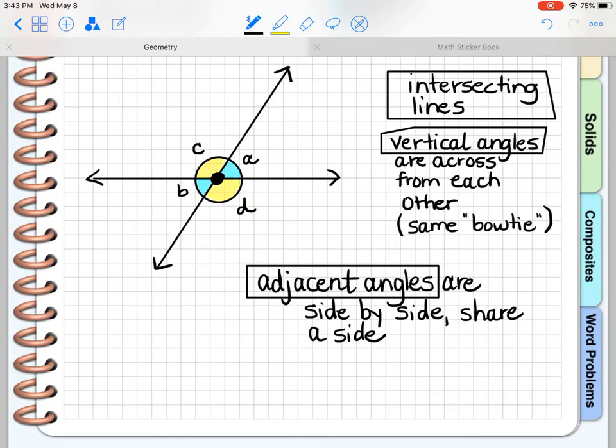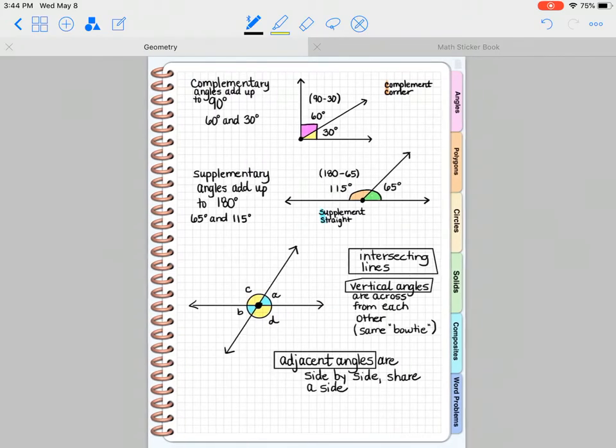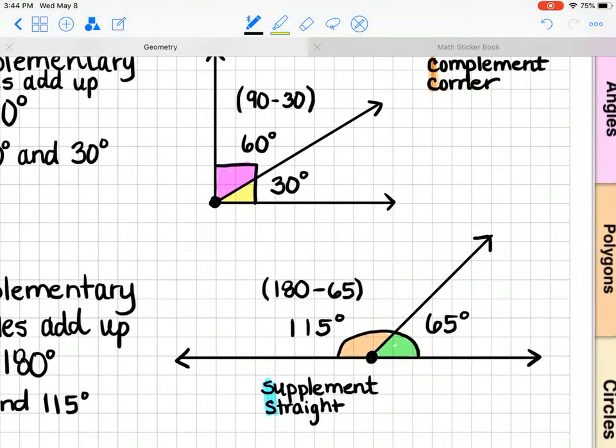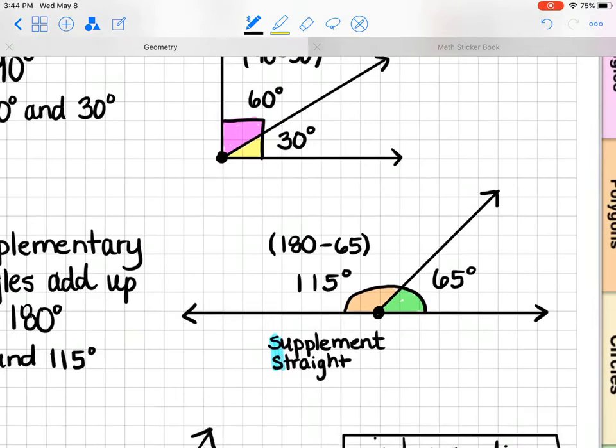I don't think this is going to be terribly important, but it could be. They could use these terms, and if you don't know what they mean, it's going to be tough. If you look back at complements and supplements, you're looking at adjacent angles. In the complement, the yellow and the pink are adjacent. In the supplement, the green and the orange are adjacent. They're touching. Bow ties, the same color of bow ties, those are vertical angles.